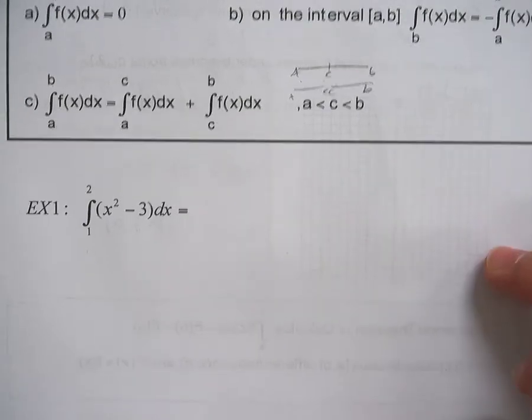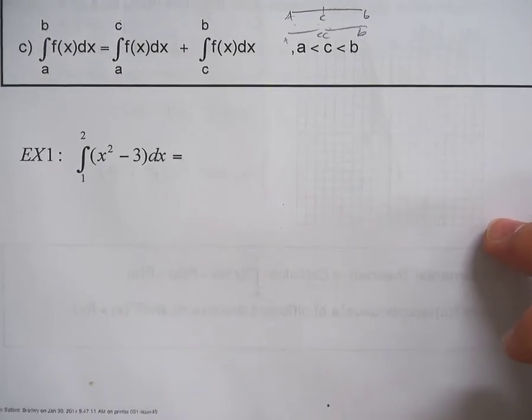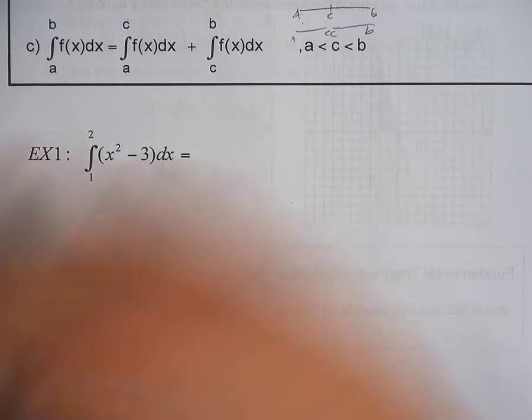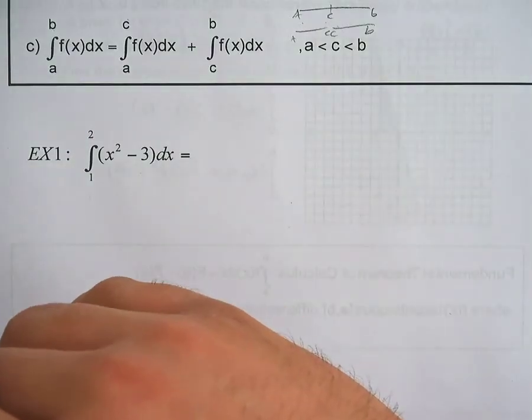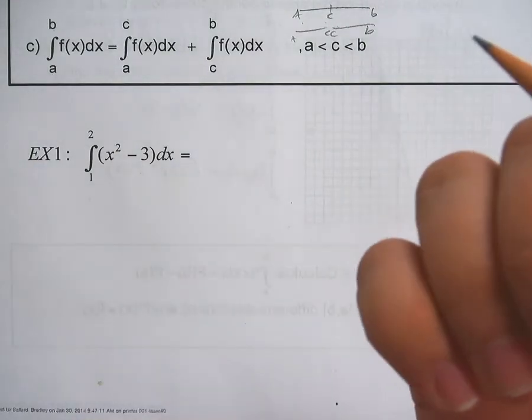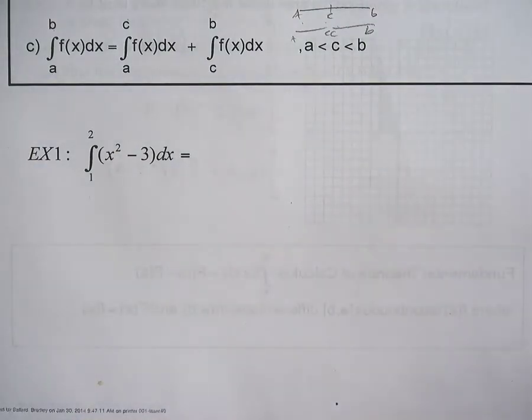So your first example here, it says integrate from 1 to 2 x squared minus 3. Now this is the awesome thing about definite integrals. There is no plus c. On a definite integral, there is no plus c. Because I'm not worried about that arbitrary constant. I just want the area under the curve. That's what the definite integral gives me. So I don't have to worry about an arbitrary constant.